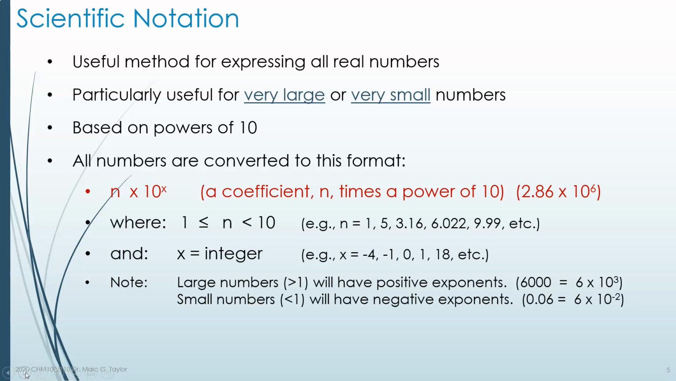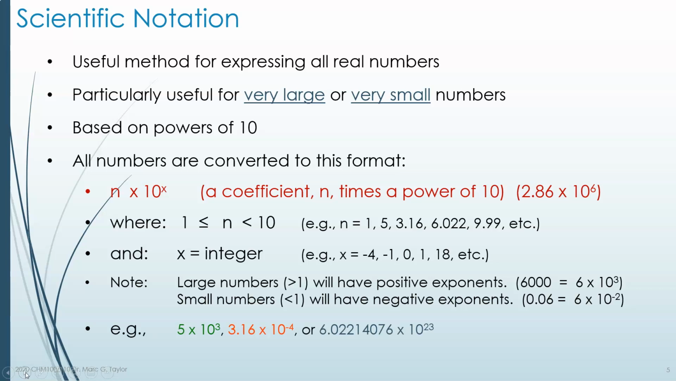Likewise, if you have small numbers, that is less than 1, these will have negative exponents. For example, 0.06, a number that is less than 1, is represented in scientific notation as 6 times 10 to the minus 2 power. 10 to the minus 2 power is equal to 1 divided by 10 to the 2 power, or 10 squared, and therefore 10 to the minus 2, instead of being equal to 100, is equal to 100th. So 6 times 100th, or 6 times 0.01, is equal to 0.06.